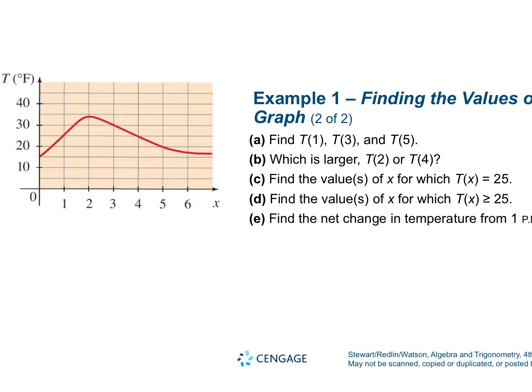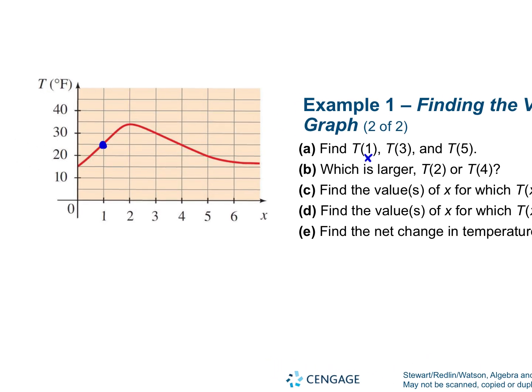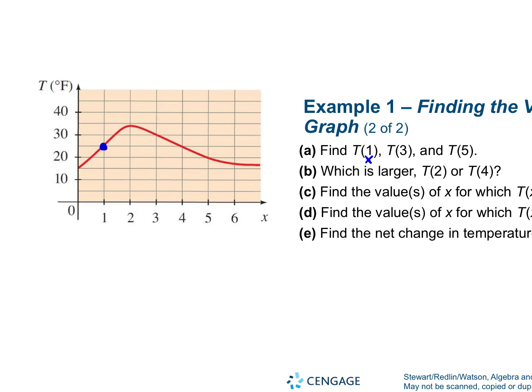All right, so example 1a. We want to find t of 1. So the number in parentheses tells us what x value we're looking at. We need to find the corresponding y value. So when x is 1, I'm going to go up to my graph. So I'm talking about the point here. What's our y value? 25. Awesome. So t of 1 is equal to 25.